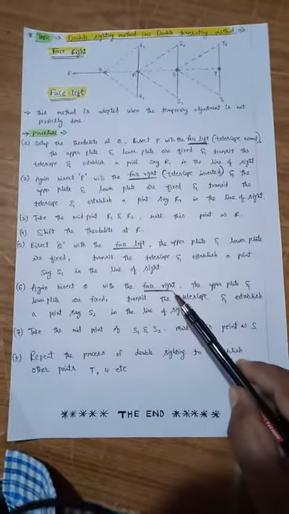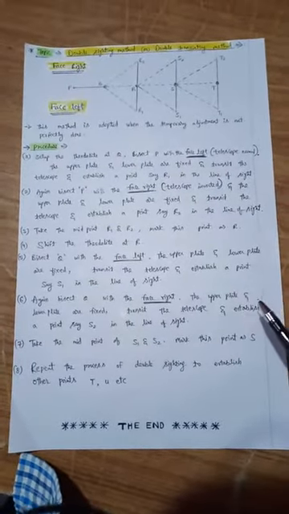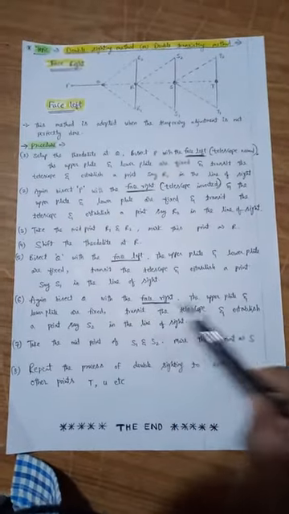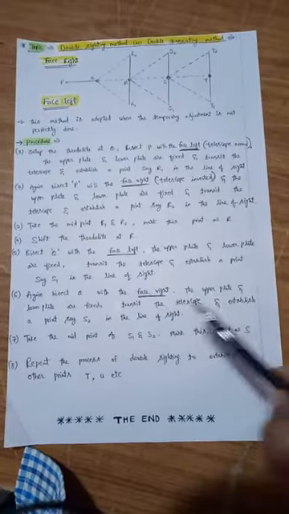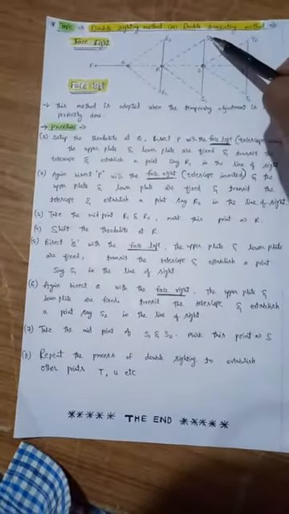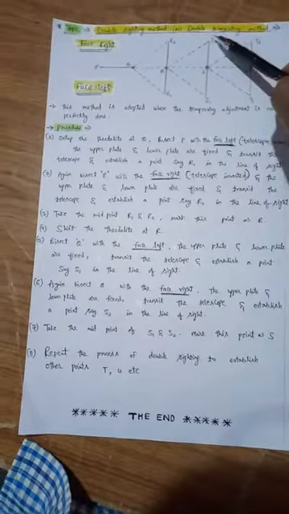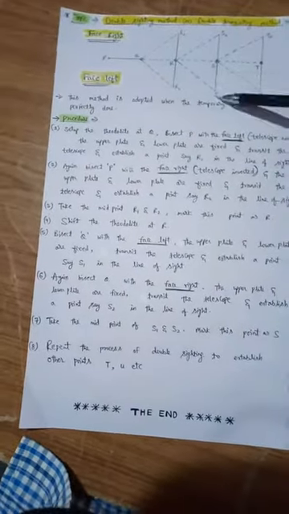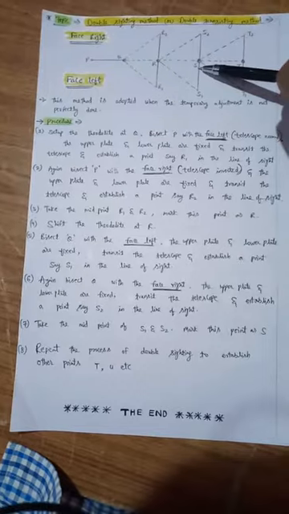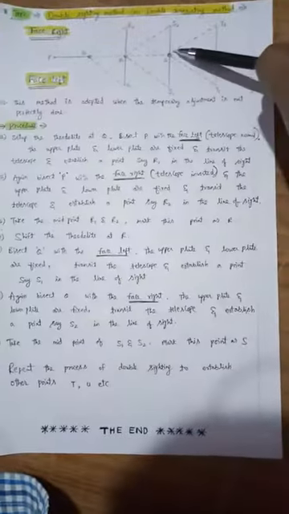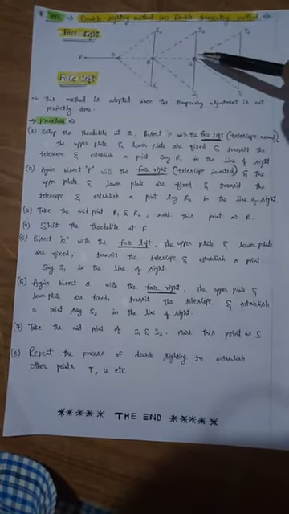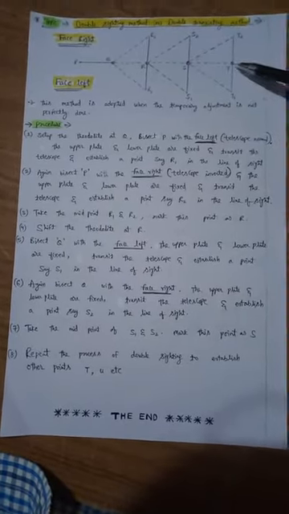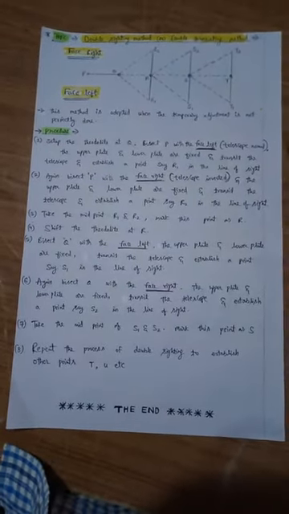Again bisect Q with the face right. The upper plate and lower plate are fixed. Transit the telescope and establish a point S2 in the line of sight. Take the midpoint of S1 and S2. Mark this point as S. Repeat the process of double sighting to establish the other points T, U, etc.